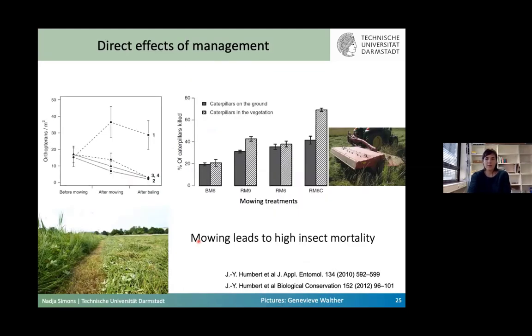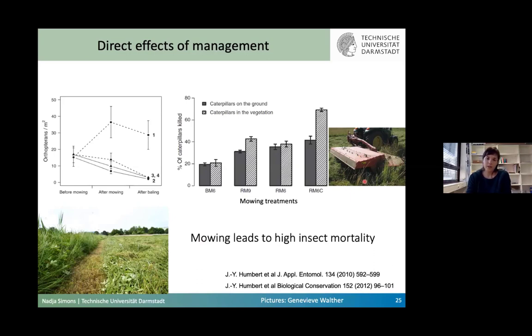So when we talk about management of grasslands, we usually talk about three components: grazing, mowing, and fertilization. Many studies found that grazing in general is beneficial for insects in grasslands because grazers create a heterogeneous vegetation structure through leaving grazed and ungrazed patches. But in contrast, mowing affects the whole grassland at once by removing the vegetation layer and with it the resources for the herbivorous insects. In addition, the process of mowing itself is lethal to insects.